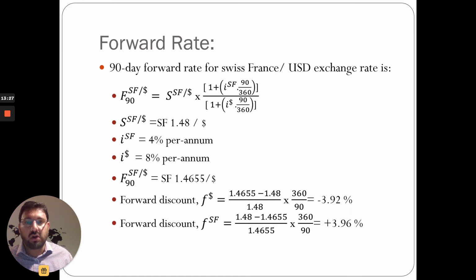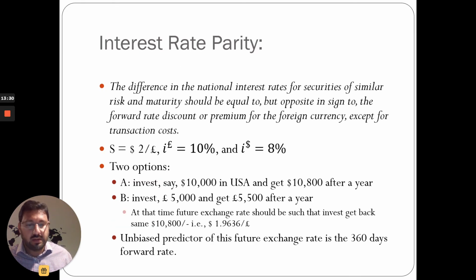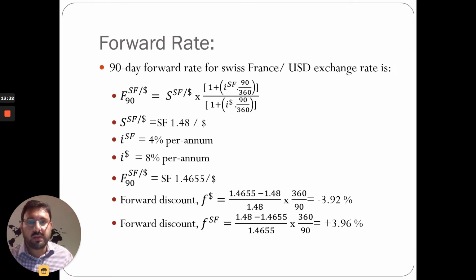So this dot over here, if you see again, I'm not able to move my mouse for some reason, but you can see that after the interest rate of the Swiss franc and the US dollar in the numerator and denominator of the formula, there is a dot. This dot means multiplication. So if you do this computation, you will find the 90 days forward rate is equal to Swiss franc 1.4655 per US dollar.